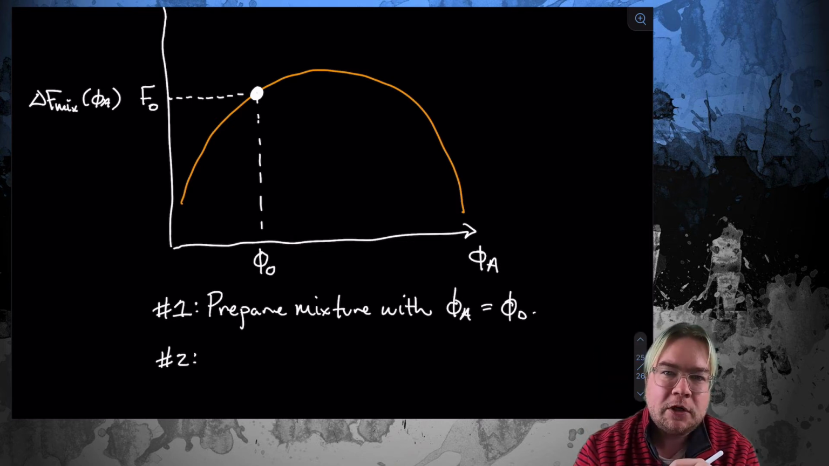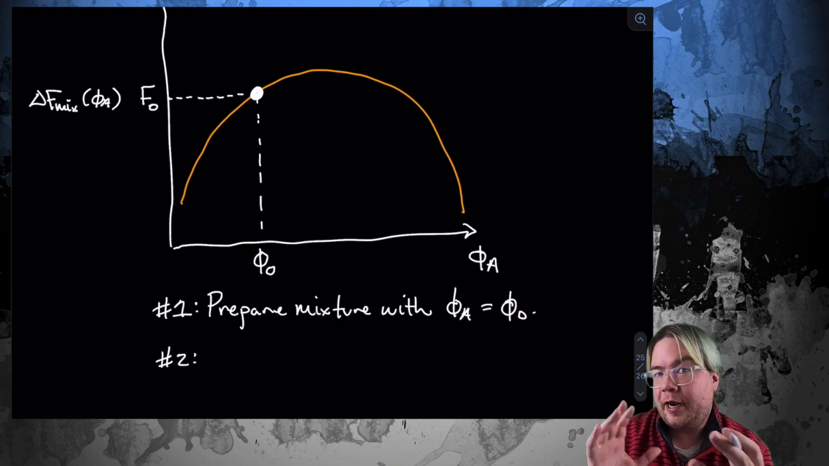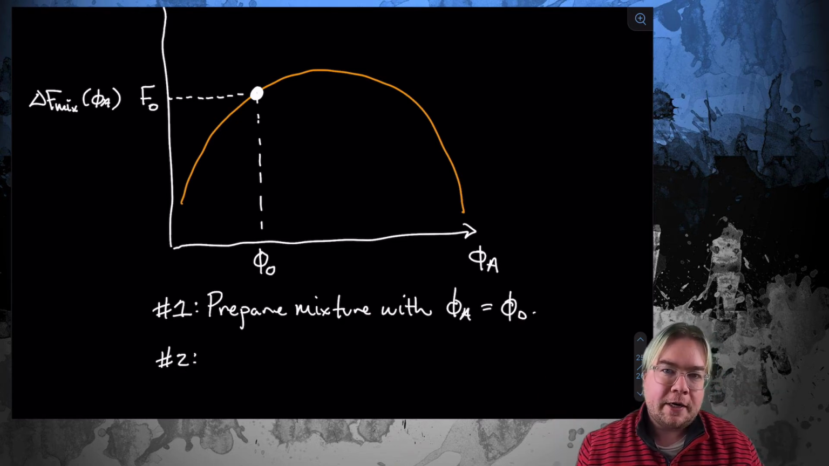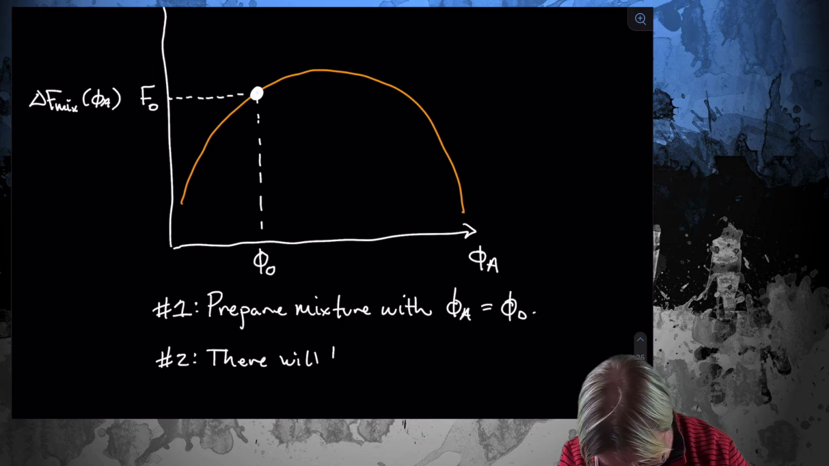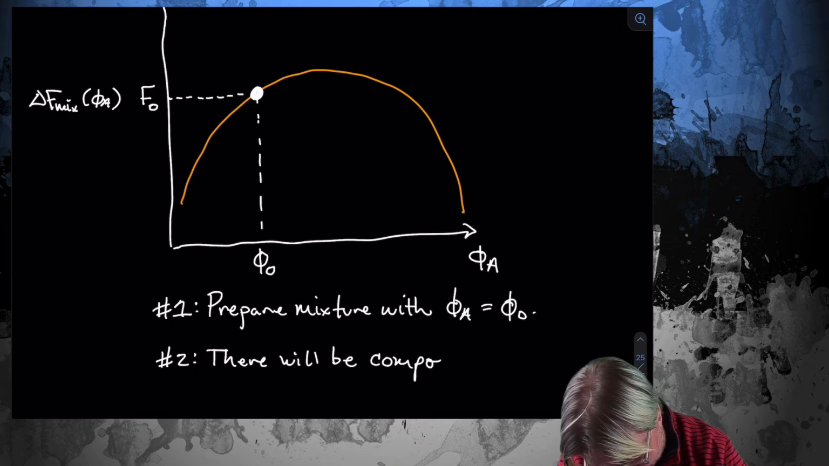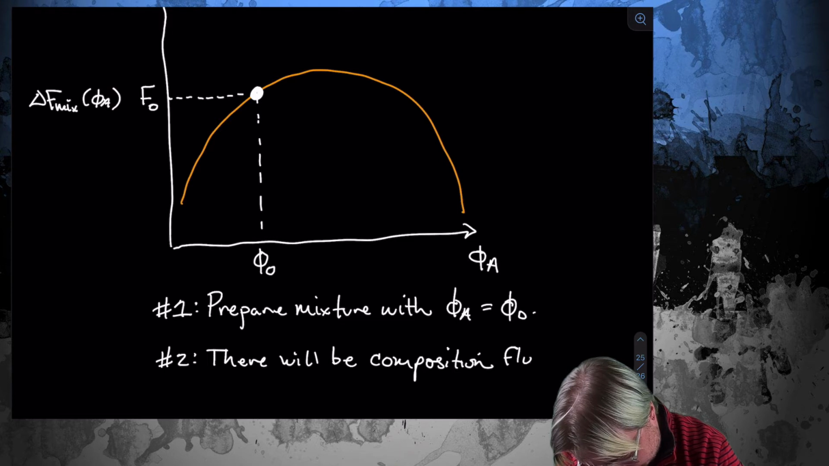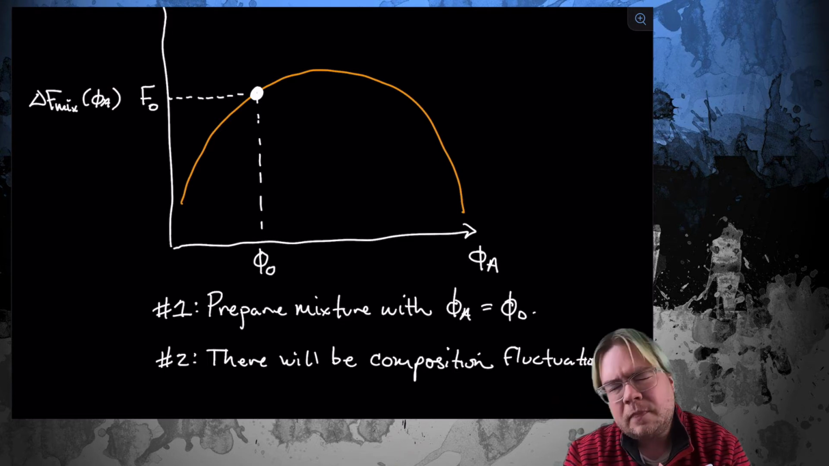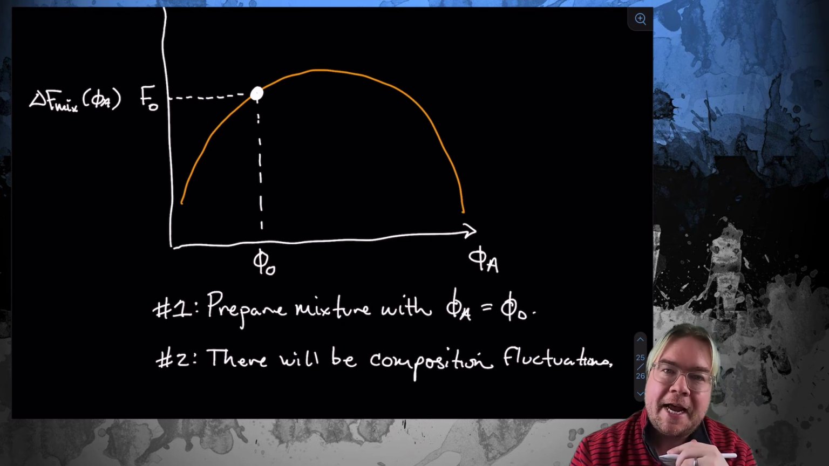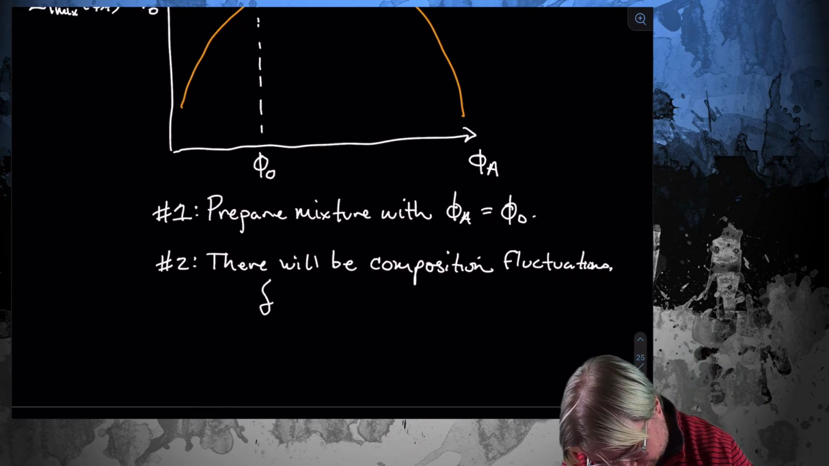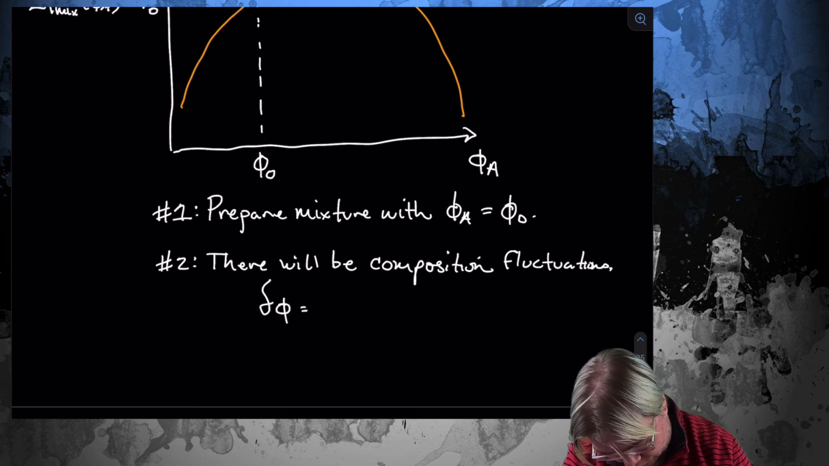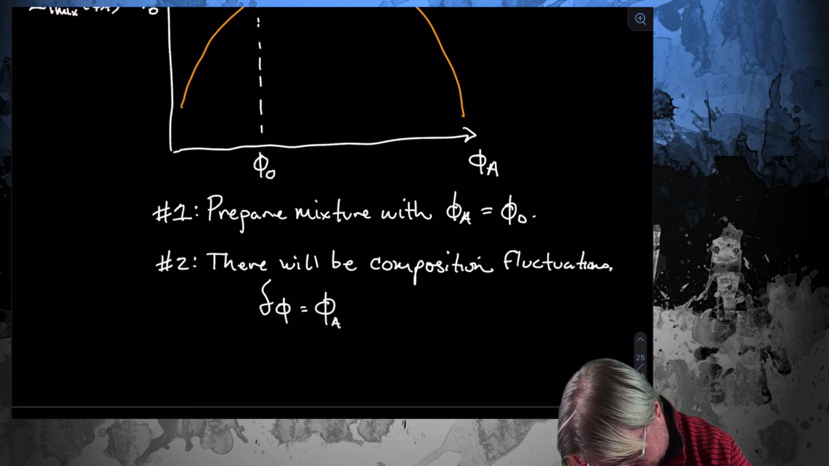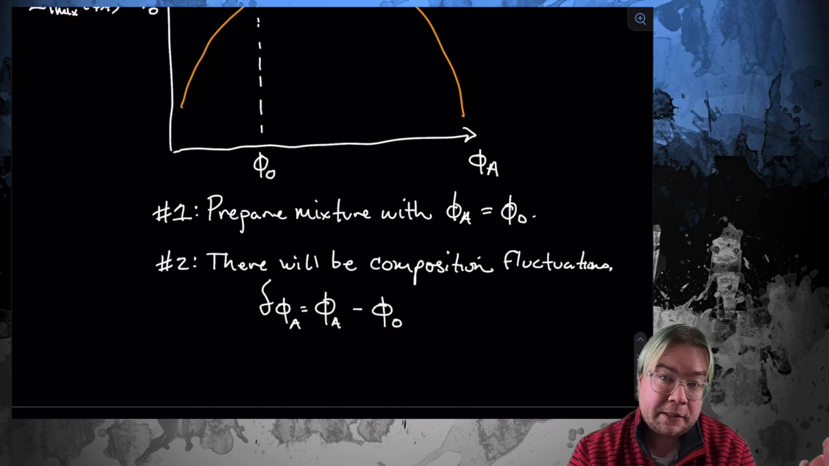And now when I prepare my system, what's going to happen? Well, I've got thermal energy, so things are sloshing around, so I can create composition fluctuations. Let's say they occur throughout the system. What's going to be the size of that fluctuation? The size of that fluctuation will be the volume fraction of A, whatever that volume fraction is locally, minus whatever the average value is throughout the system. The average value throughout the system is phi A.